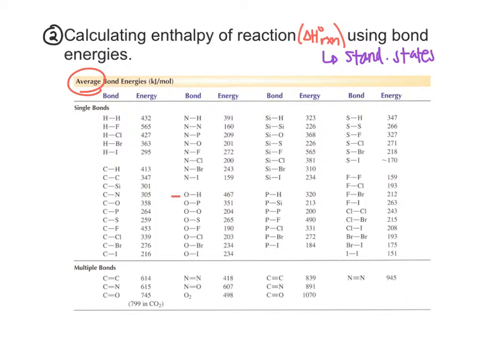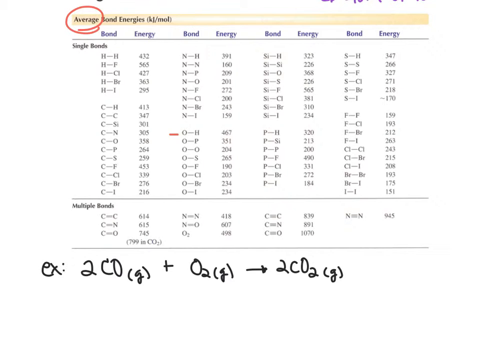And so they just do this for a whole bunch of compounds, figure out the amount of energy to break that hydrogen off of that oxygen, and then they average them all together. So you just need to know that that's an average, that these are all average numbers. All right. So let's do an example. So here's an equation that I might ask you to calculate the delta H of reaction for using bond energies.